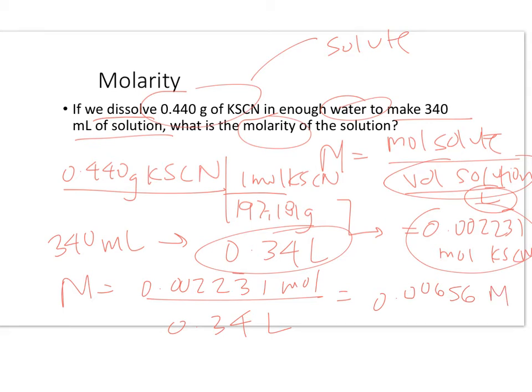All right, so what do we have here? We have basically this concentration of our KSCN when we dissolve 0.440 grams of the KSCN into basically 340 milliliters of water. Okay, so this is our calculation for molarity, pretty straightforward.